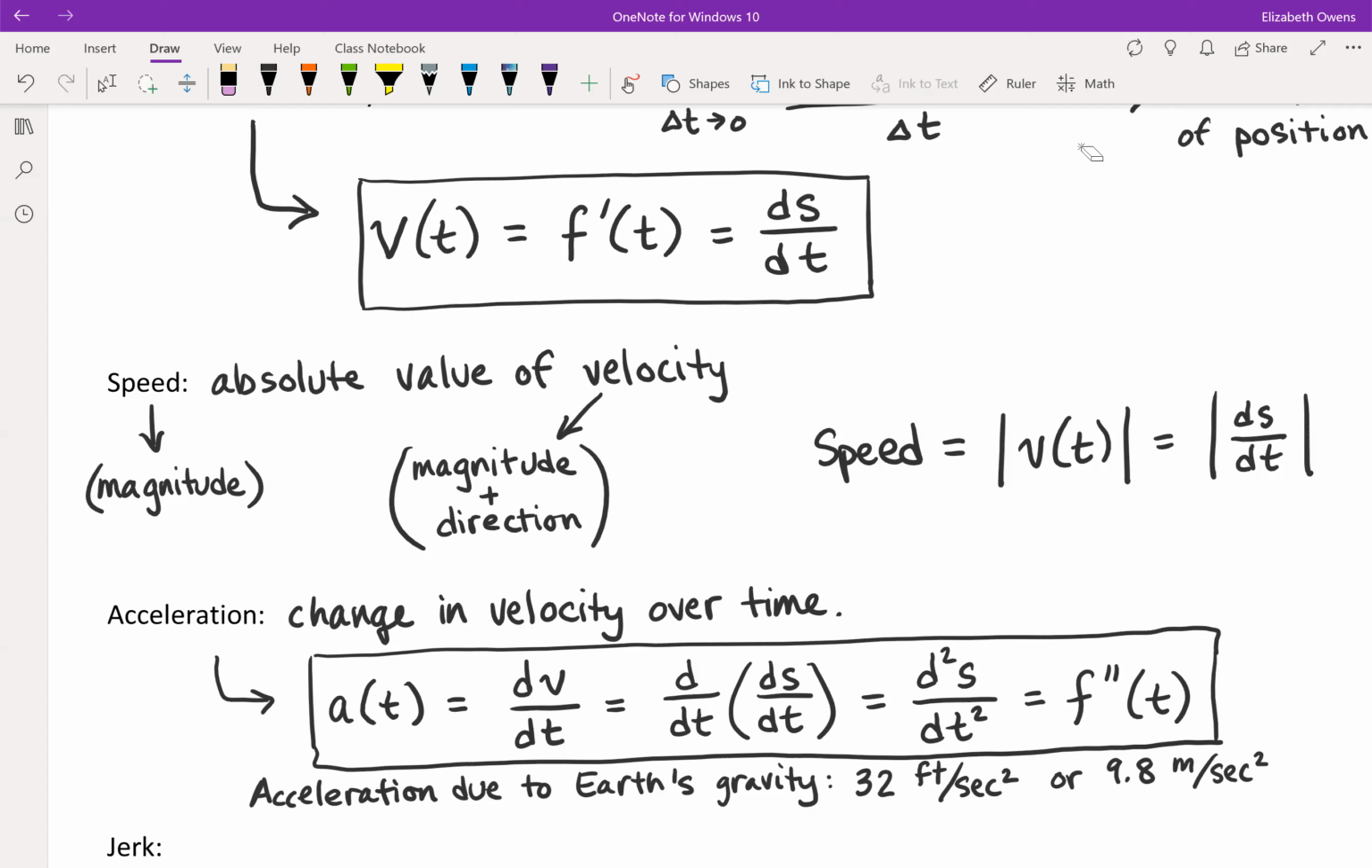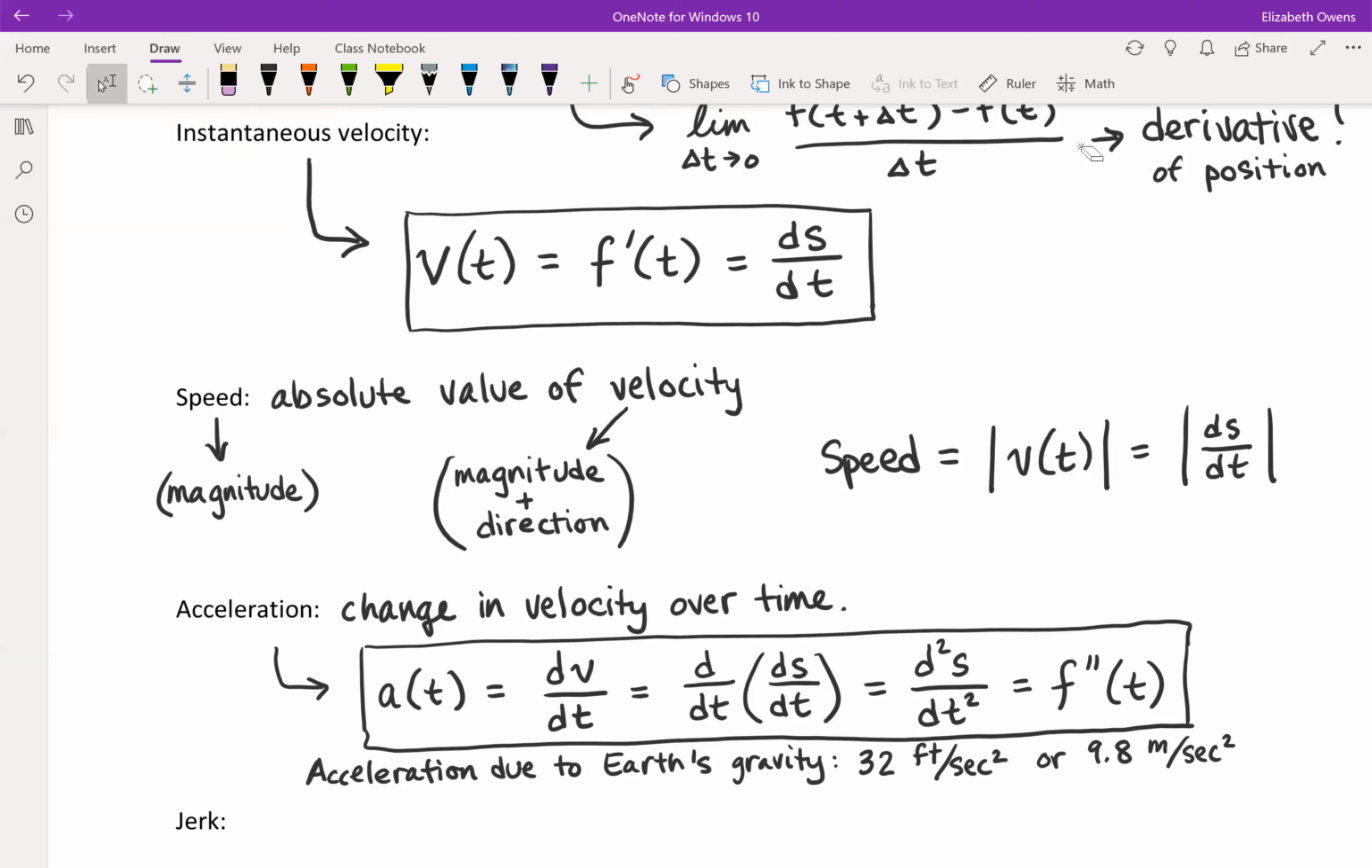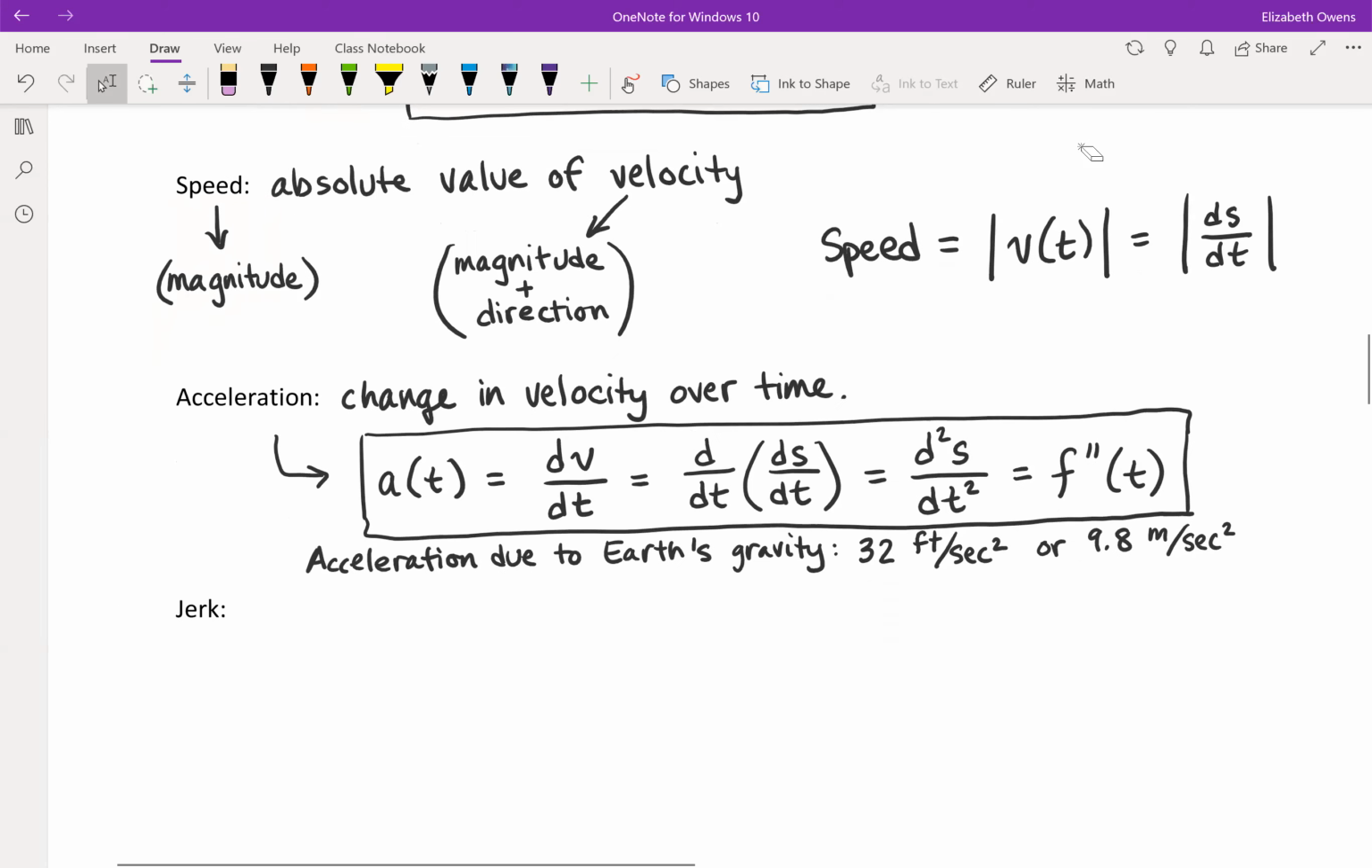Now on to our last quantity for objects in motion here. This one is called jerk. And this is a funny quantity. I like this one. Jerk is a change in acceleration over time.